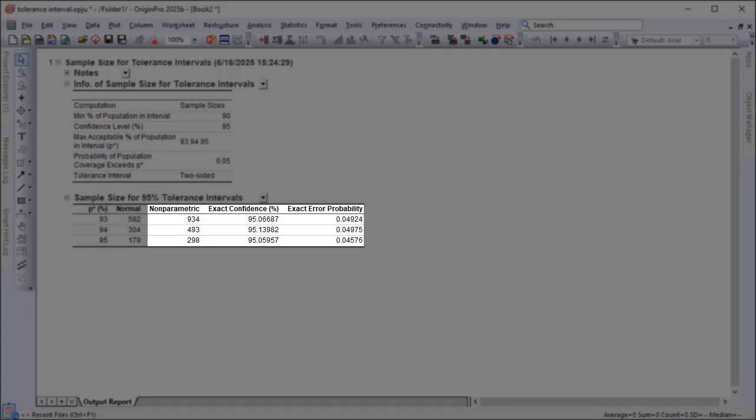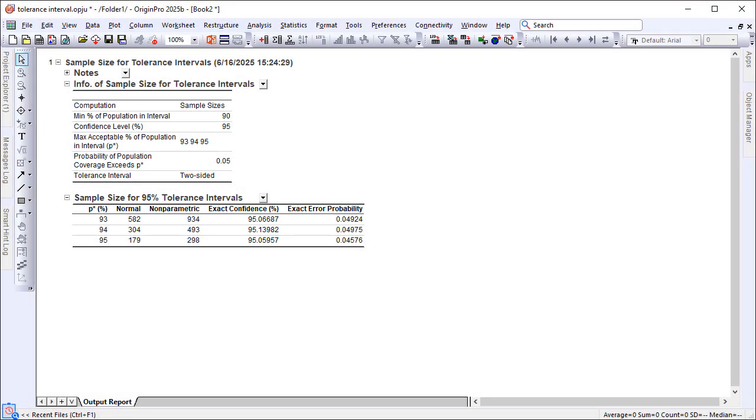The rightmost columns, non-parametric, exact confidence, and exact error probability, should only be used under the non-parametric method. Although not needed here, we can look at these results. Results from the non-parametric method are always more conservative, requiring a larger sample size, and producing an exact confidence slightly above 95% and an exact error probability slightly below 0.05.